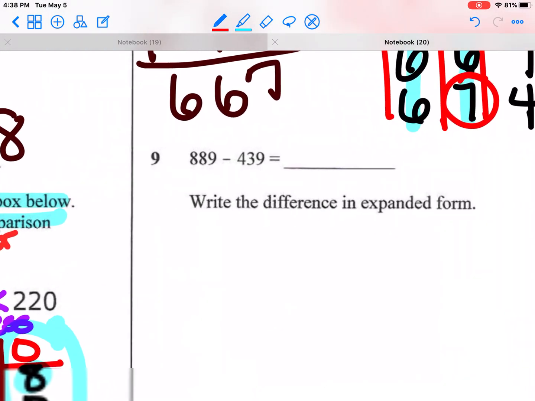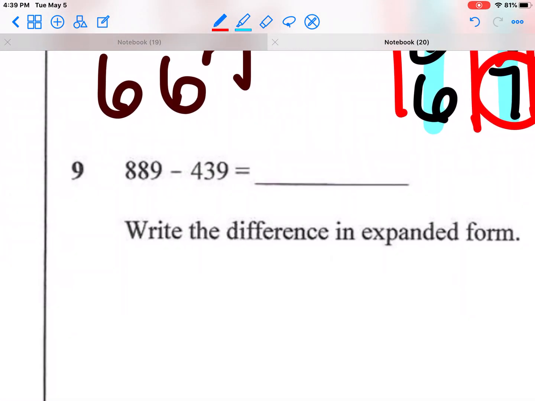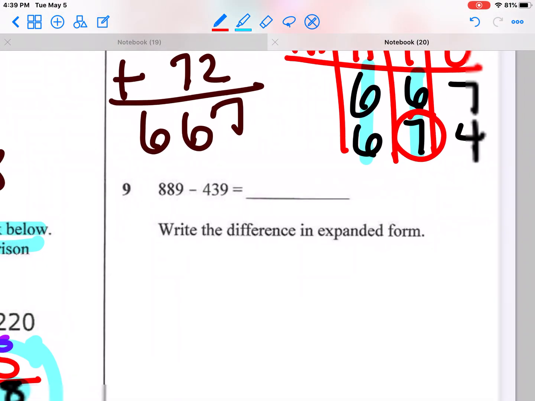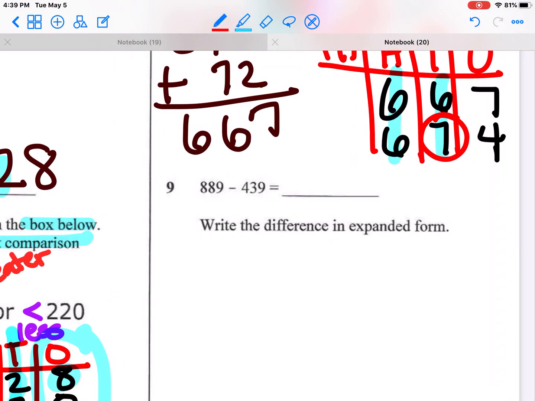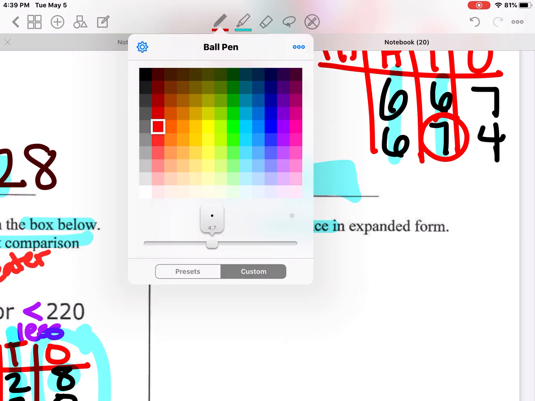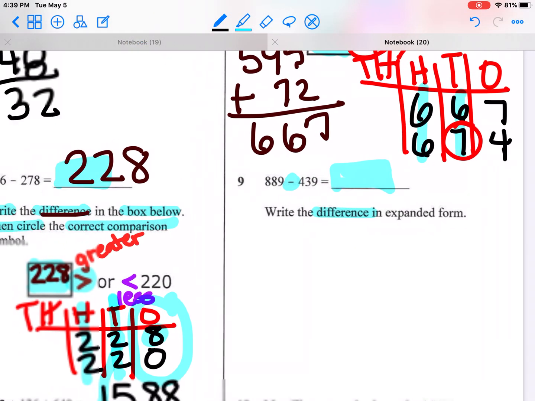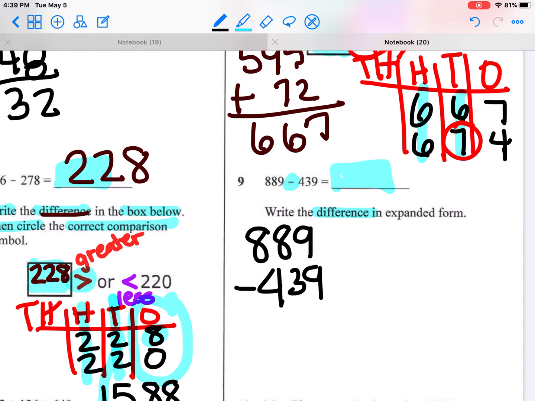Number 9. 889 minus 439. Write the difference in expanded form. Well, I know I have to find the difference. In order to find the difference, I have to subtract. So let's go ahead and rewrite our problem. 889 minus 439. That's how I'm going to find out the difference when I subtract.